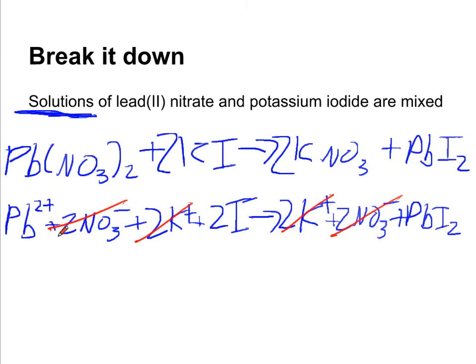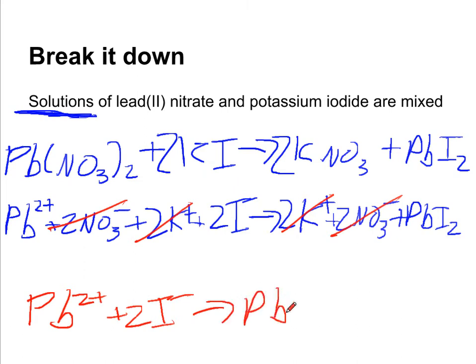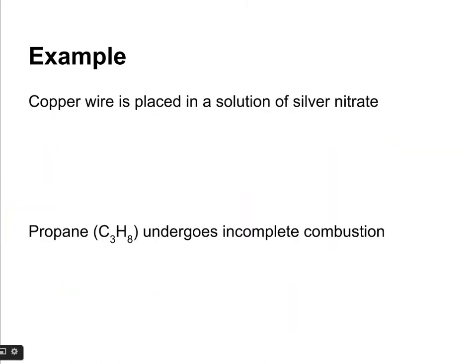So our net ionic equation, which only involves those that are actually participating in the reaction, is everything that's left. We've got lead plus 2 iodide ions is going to yield PbI2. That's it. That's your answer for the net ionic reaction right there. So we have to identify the spectator ions and get rid of them. Let's look at some more examples.